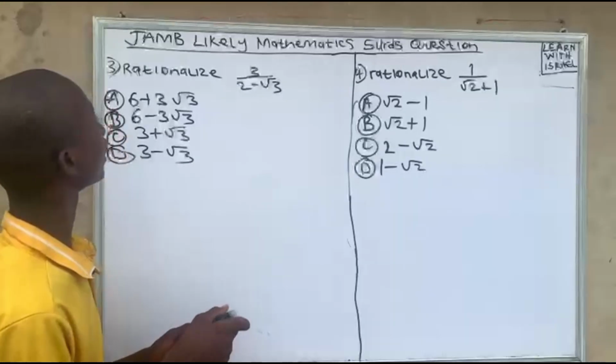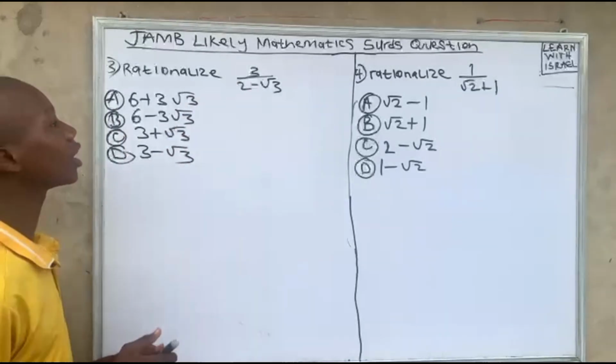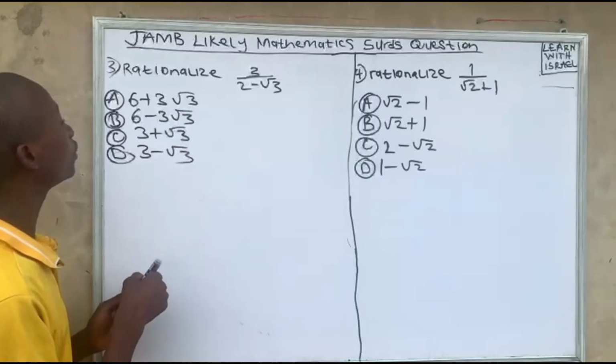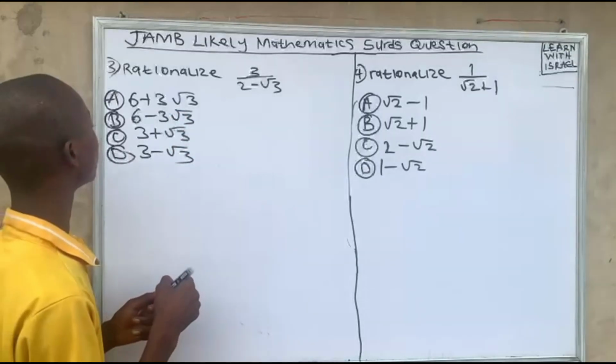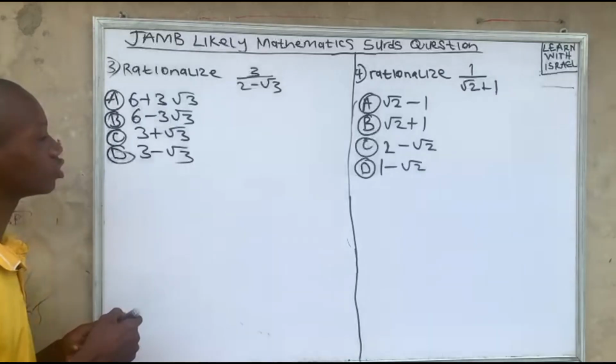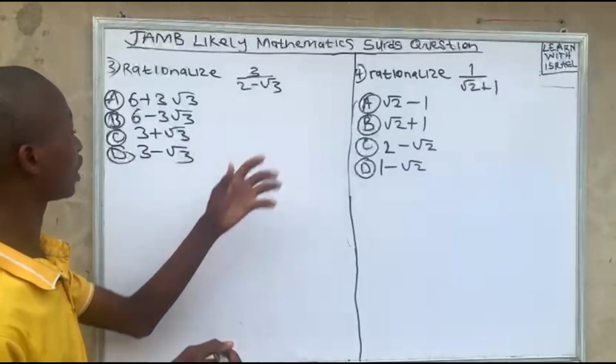Question 3. We are to rationalize 3 over 2 minus root 3. Option A, 6 plus 3 root 3. B, 6 minus 3 root 3. C, 3 plus root 3. D, 3 minus root 3. So, we are to rationalize this.